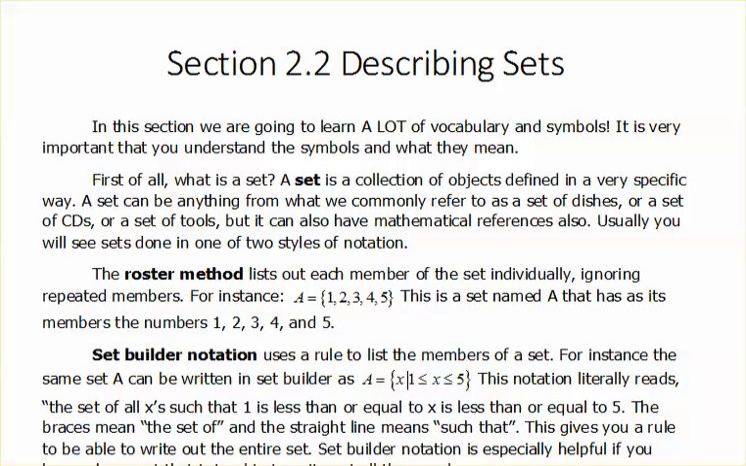The roster method lists out each member of a set individually. So for instance, I've given you a set here that says A is equal to the set of 1, 2, 3, 4, and 5. This is a set named A that has as its members the numbers 1, 2, 3, 4, and 5. This is what the notation means. So you can see that the roster method, where you list out each member of the set, is probably going to be more useful if you have a very limited number of things.